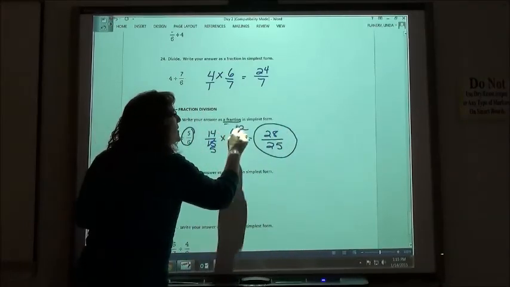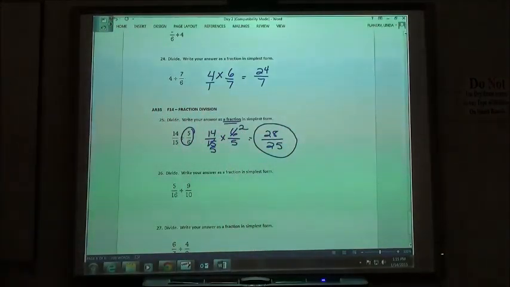Again, notice it says fraction. Write it as a fraction. It doesn't say write a mixed number. It says write a fraction in simplest form.